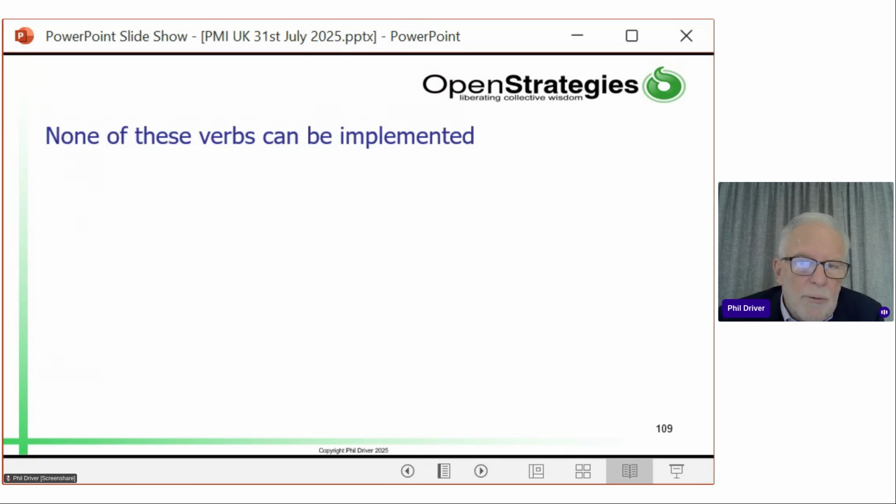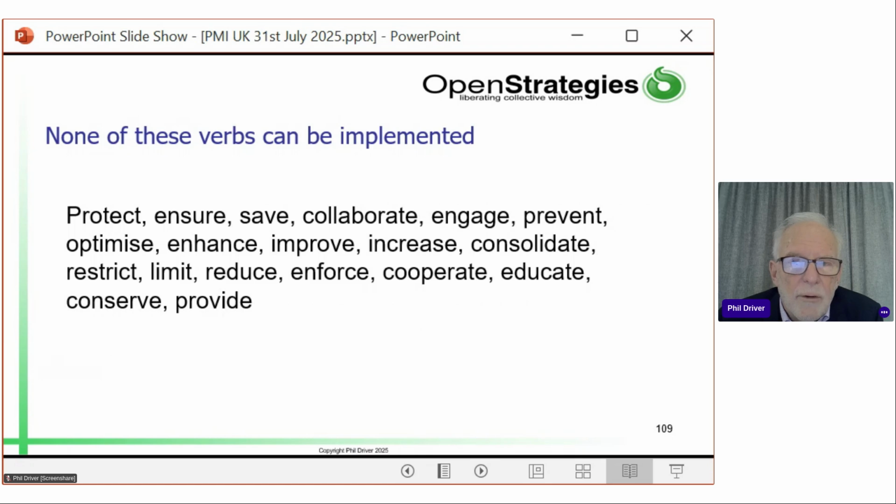I'm going to show you some verbs that appear in a lot of strategy documents. None of these verbs can be implemented. Do you recognize any of them?